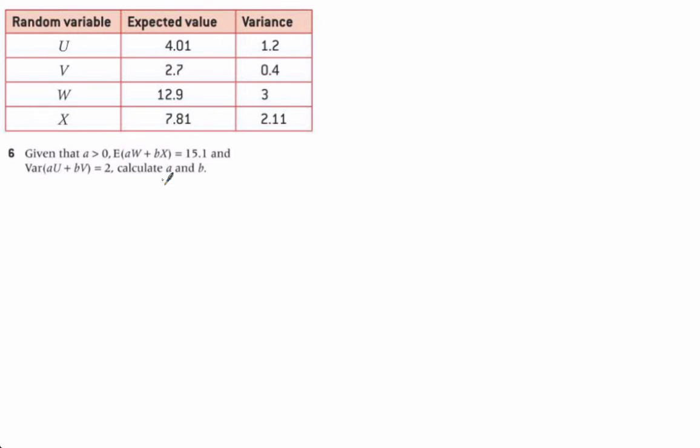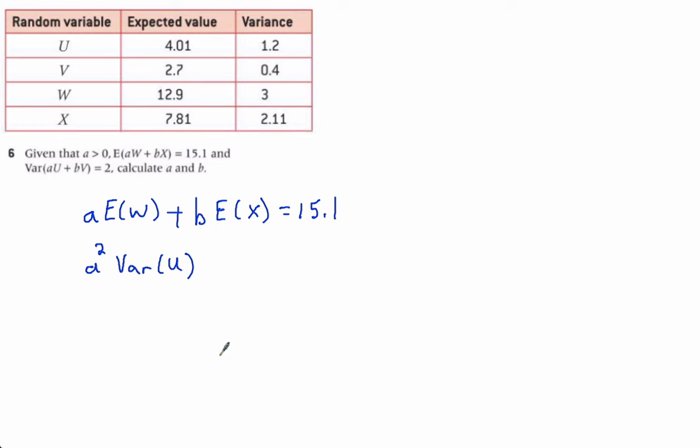equals 2. So I'm going to break this apart into a times the expected value of w plus b times the expected value of x equals 15.1. And for the second equation, I'm going to take the variance. When you multiply by a constant, the square of that value is what you multiply by the variance of u.